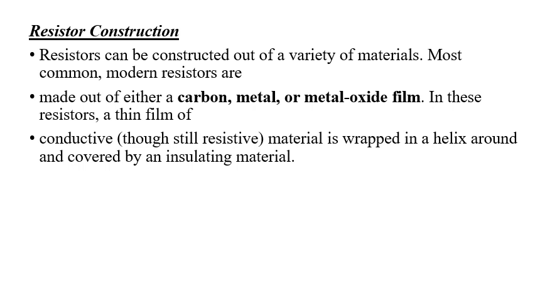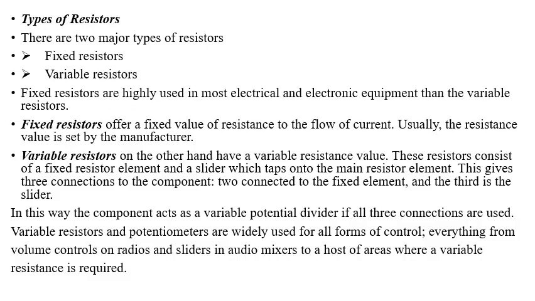Resistor construction. Resistors can be constructed out of a variety of materials. Most common modern resistors are made out of either carbon, metal, or metal oxide film. In these resistors, a thin film of conductive, yet still resistive material is wrapped in a helix around a core and covered by an insulating material.